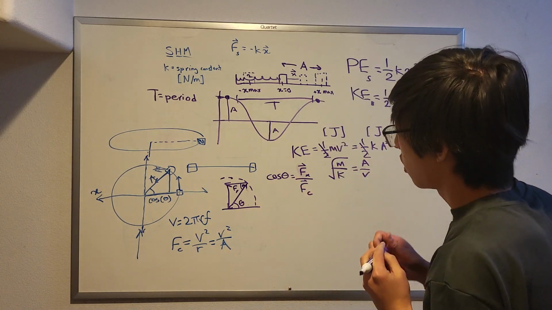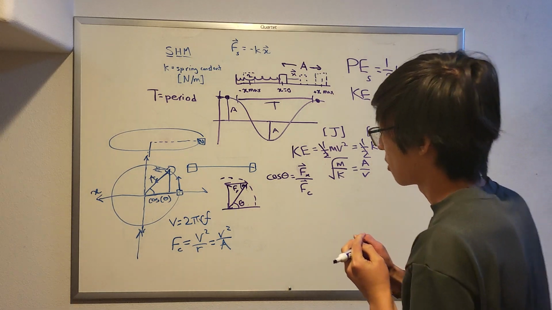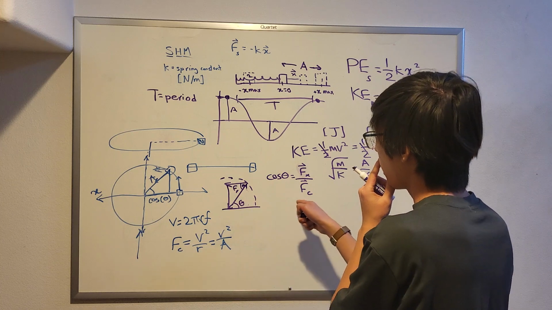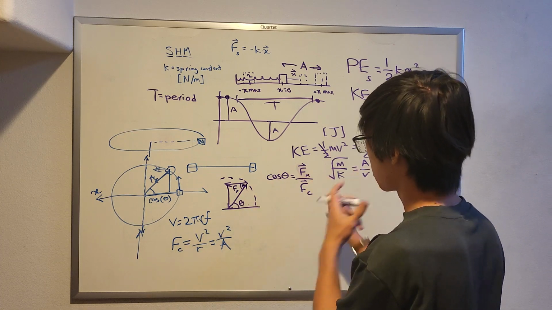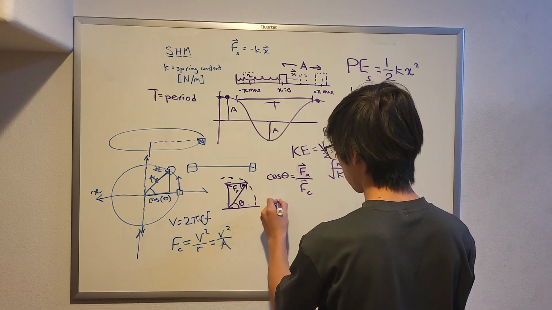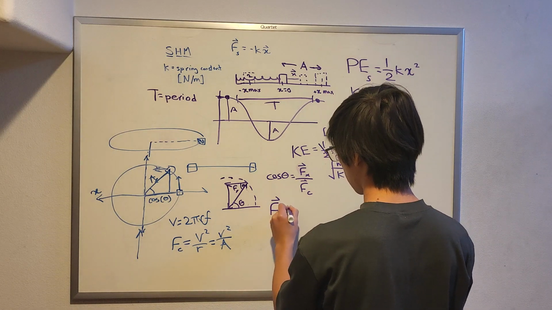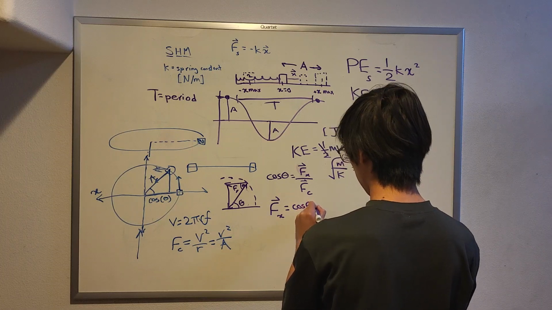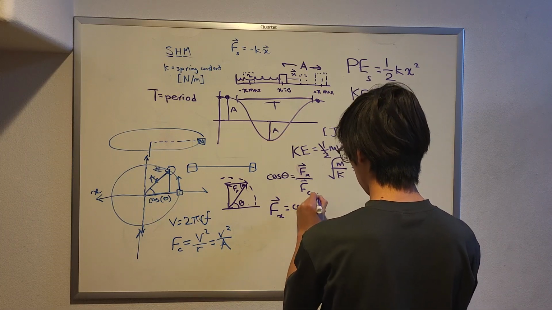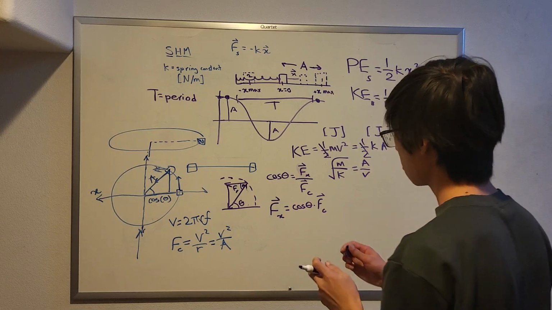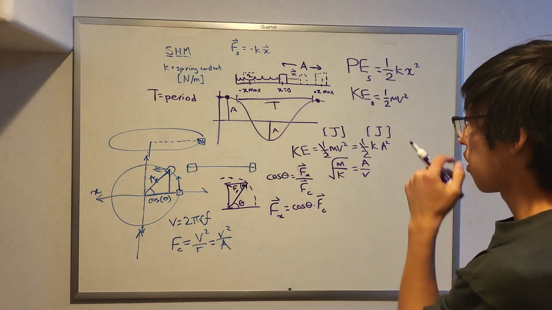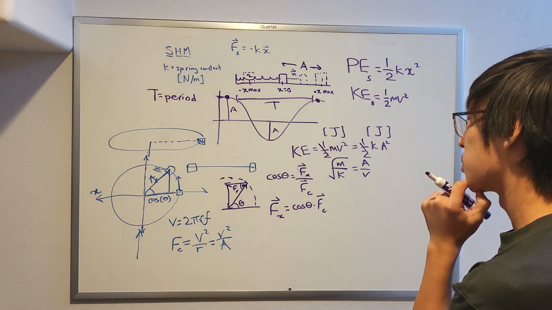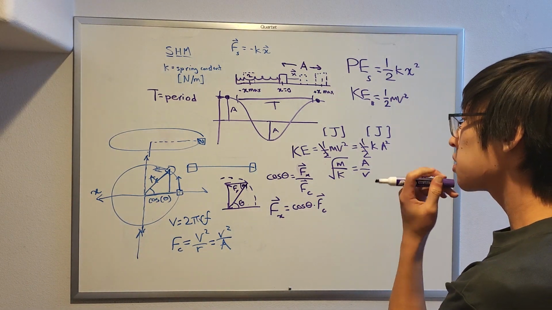So, let's notice something here. What is displacement? Displacement is cosine theta, right? So, if cosine theta is right here, and we have our restoring force here, we can write f of x as equal to cosine theta times, so this is just some scalar multiplication, as you can see. So, if force of x is equal to cosine theta times f centripetal, well, what is f centripetal?